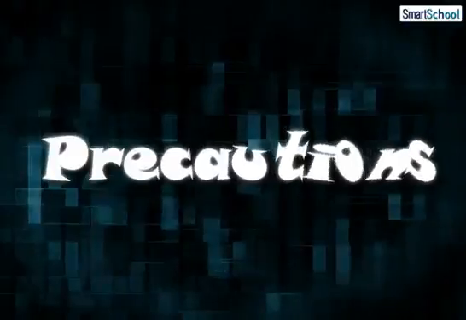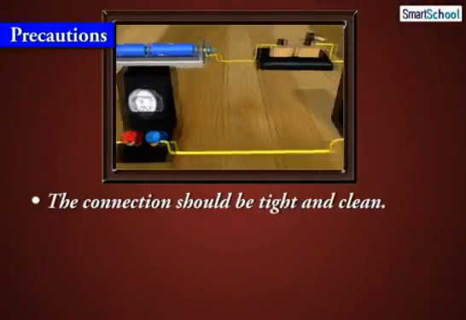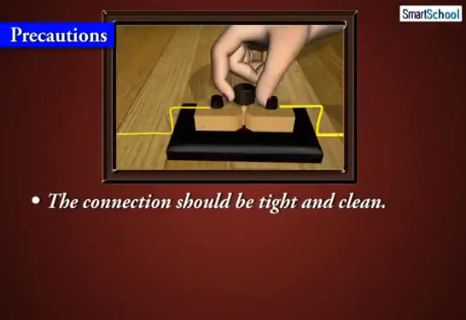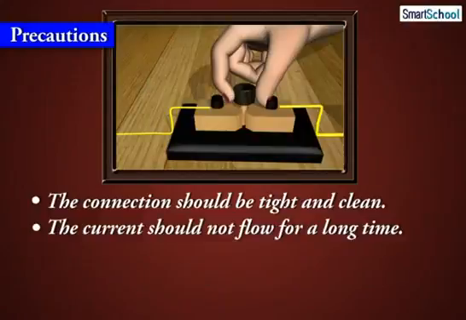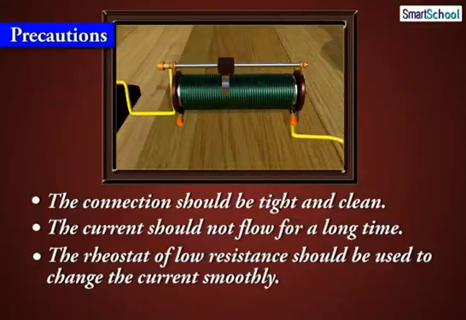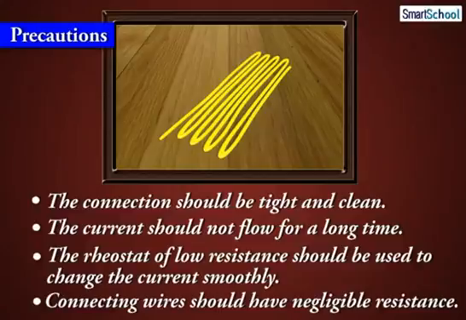Precautions. The connections should be tight and clean. The current should not flow for a long time. The rheostat of low resistance should be used to change the current smoothly. Connecting wires should have negligible resistance.